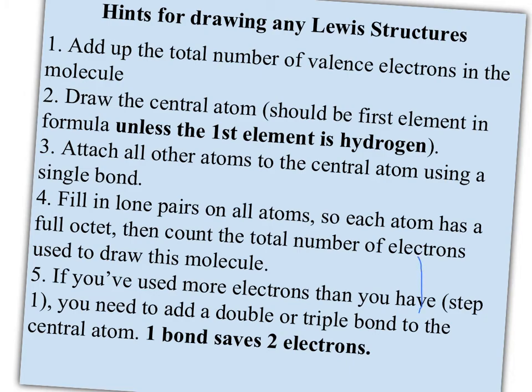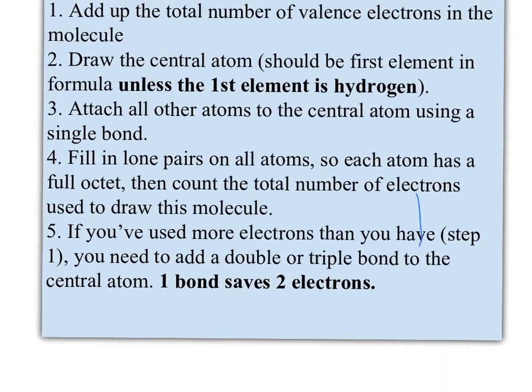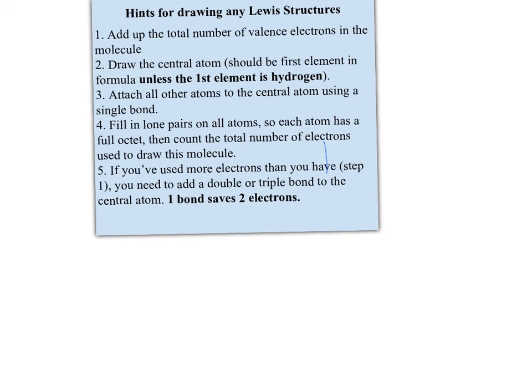Let me shrink this up here and redraw my carbon monoxide following my 5 steps here. So if I have carbon monoxide, CO, I have 4 valence electrons from carbon and 6 from oxygen for a total of 10 electrons. If I draw the central atom and attach the other atoms with single bonds, I end up with just CO. Then it says fill in the lone pairs on all the atoms so each atom has a full octet.